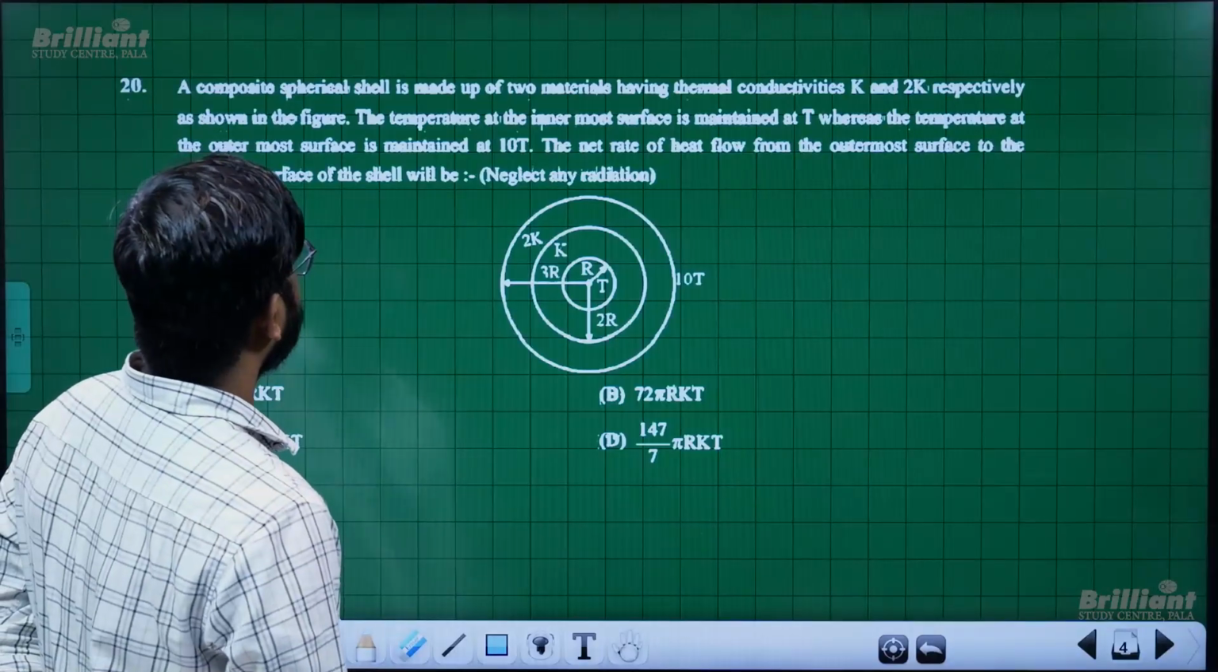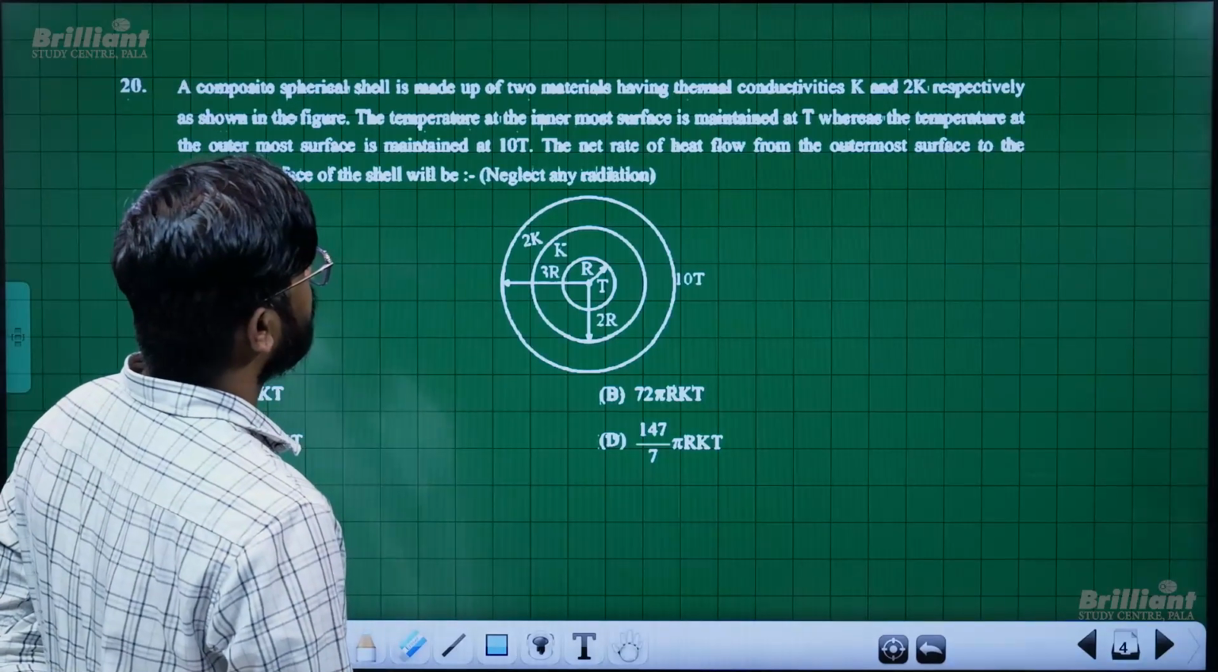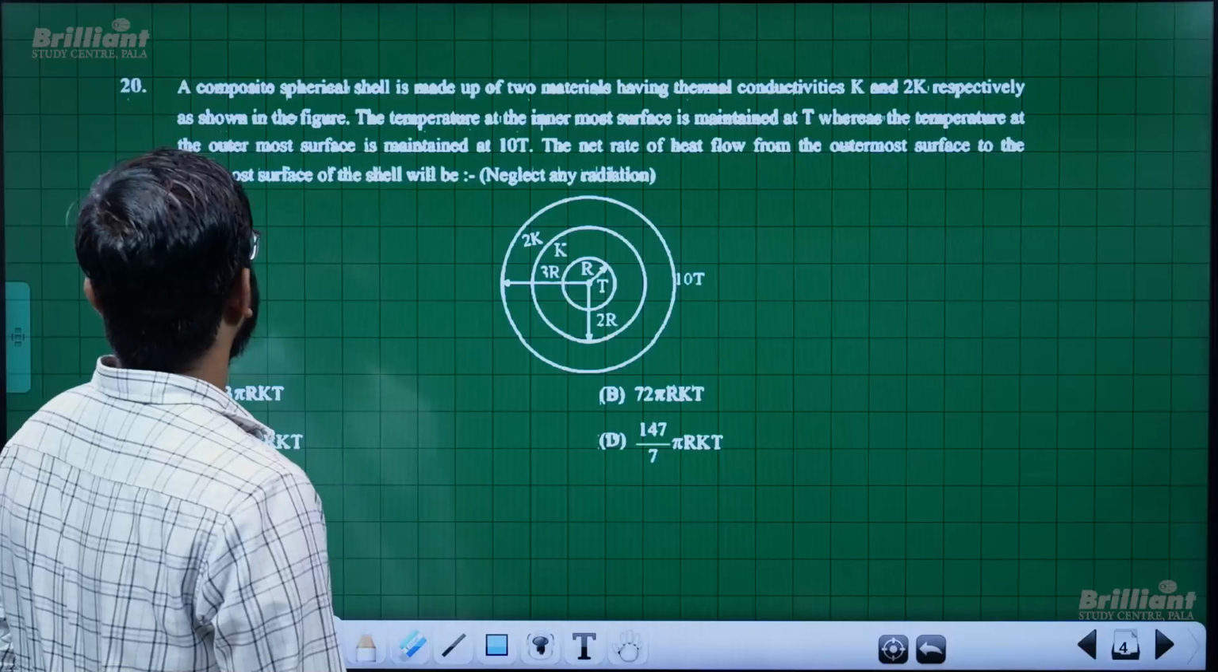A composite spherical shell is made of two materials having thermal conductivities K and 2K respectively.